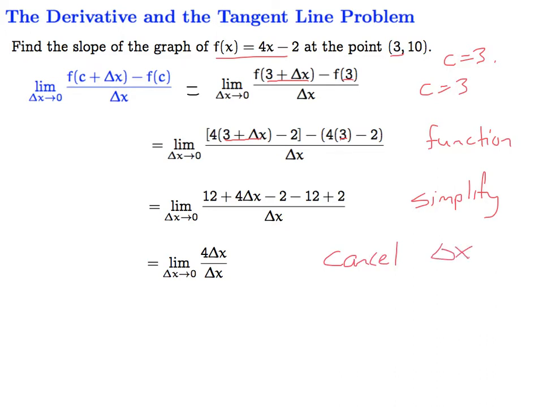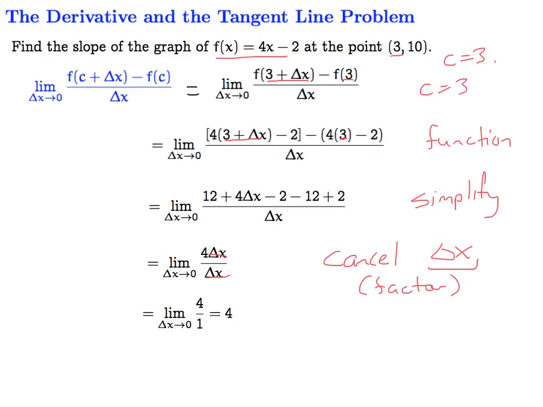An important note here: you have to cancel the whole thing. You can't just cancel off a single delta or something like that. We're going to cancel this whole delta x with this whole delta x. Sometimes this step is going to require you to factor. In this case, there's nothing to factor. It just cancels pretty nicely, but in some cases this will work. So now we take our limit and we find that we get an answer of 4.